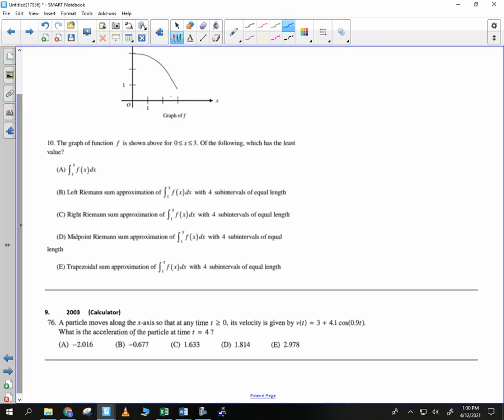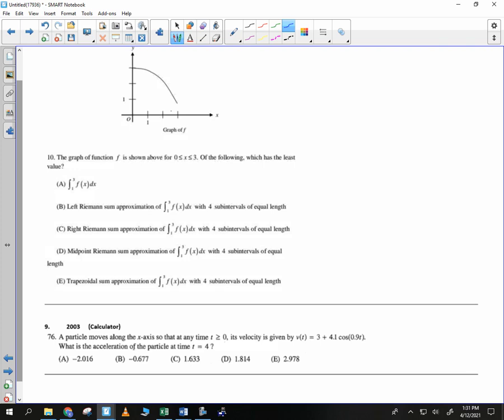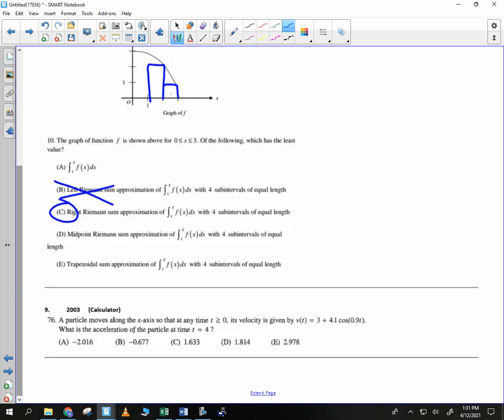Which of the following is the least value? So this is the area from 1 to 3. Yay. What happens if you do a left Riemann sum? If you do a left Riemann sum, it will be an overestimation. Overestimation. So this is not the least. A right Riemann sum will give you an underestimation. An underestimation. So not a very difficult question, but a lot of people can't interpret it very well. That's it.